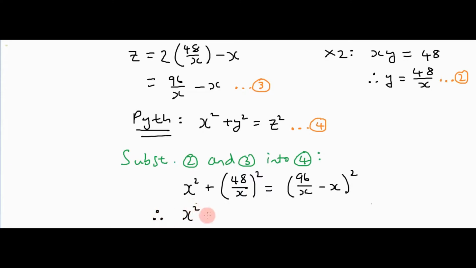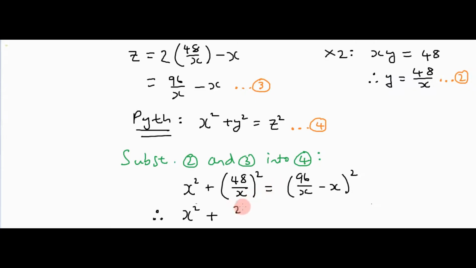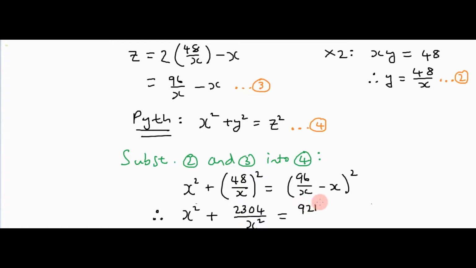We have x squared plus, and now we need 48 squared, 2304. So 2304 over x squared. On the right hand side here, we can square out this binomial. So it's going to be the first term squared. So we need 96 squared, 9216. So the first term squared will be 9216 over x squared.